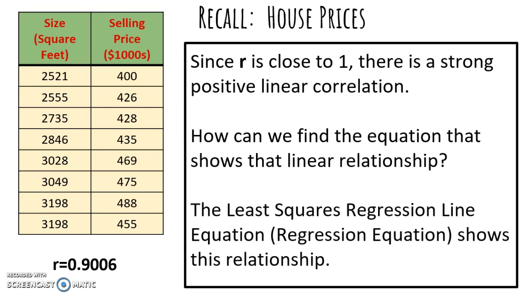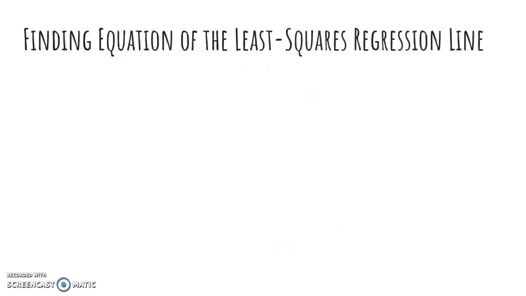So this line, this imaginary line that the points cluster around, is called the least squares regression line. And we're going to find the equation for it. We can call it regression equation for short. You may also see it called line of best fit. There is a process to it. There's formulas and different things that you use to find this. However, we will be using the calculator again.